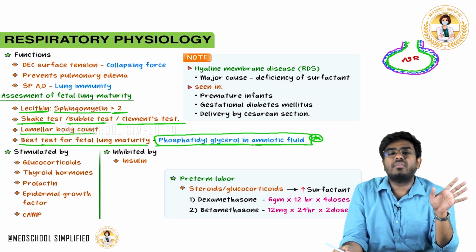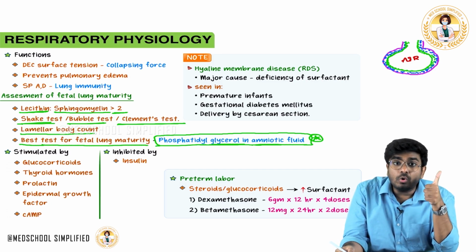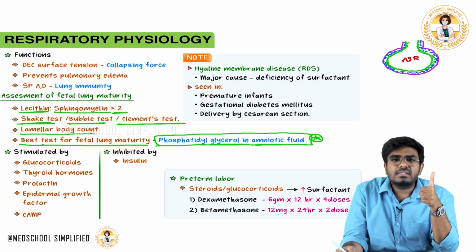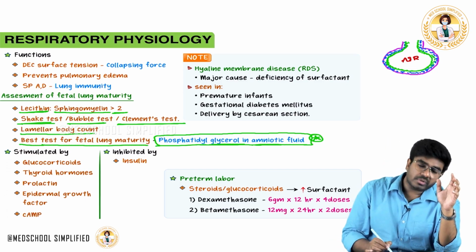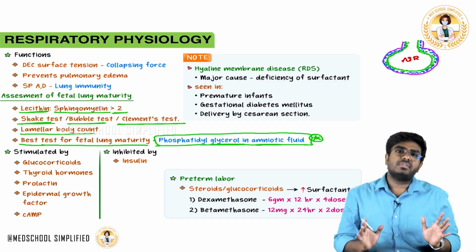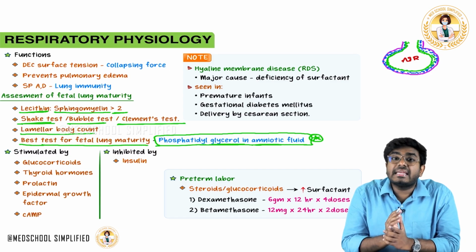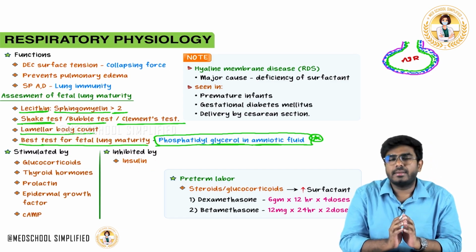In the exam they can ask you, all of the following will stimulate the release of surfactant except. So, the important point which I want you to know is the glucocorticoids. Glucocorticoids, or the steroids, will stimulate the surfactant production in the baby. And the thyroid hormones T3, T4, prolactin, all these will stimulate the surfactant production. And surfactant production is inhibited by insulin. Surfactant production is inhibited by insulin.